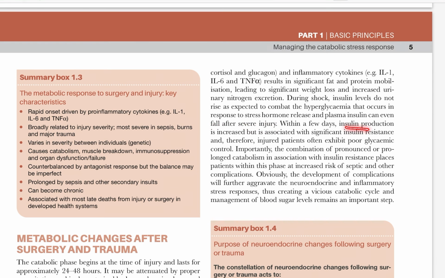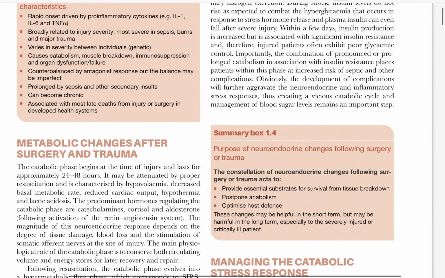Within a few days, insulin production is increased and is associated with significant insulin resistance, and therefore injured patients often exhibit poor glycemic control. Importantly, the combination of pronounced or prolonged catabolism in association with insulin resistance places patients within this phase at an increased risk of septic and other complications. Obviously, the development of complications will further aggravate the neuroendocrine and inflammatory stress response, thus creating a vicious catabolic cycle, and management of blood sugar level remains an important step.